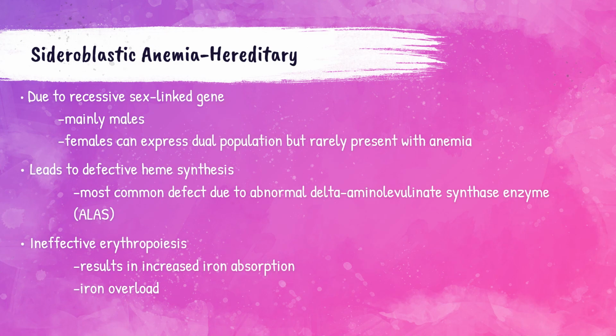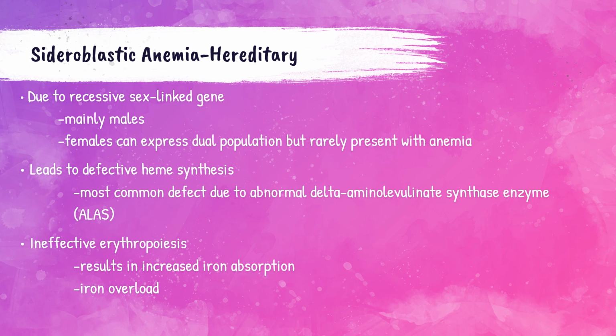So I mentioned one of the classifications of sideroblastic anemia is hereditary, meaning it's genetic. It's due to a recessive sex-linked gene. It mainly occurs in males, and the reason for that is that it's X-linked, which means that the mutation is in the gene on the X chromosome. Genetic males have one X and one Y chromosome. So if a genetic male inherits the mutation on the X chromosome, there's only one X chromosome that's going to be expressed. So if they have that mutation, it's going to be expressed. You're going to see it.